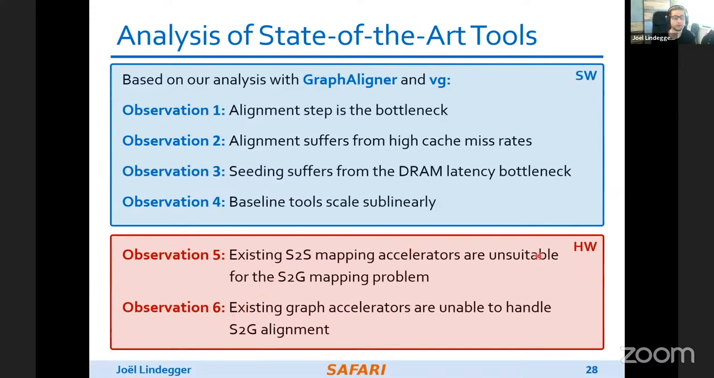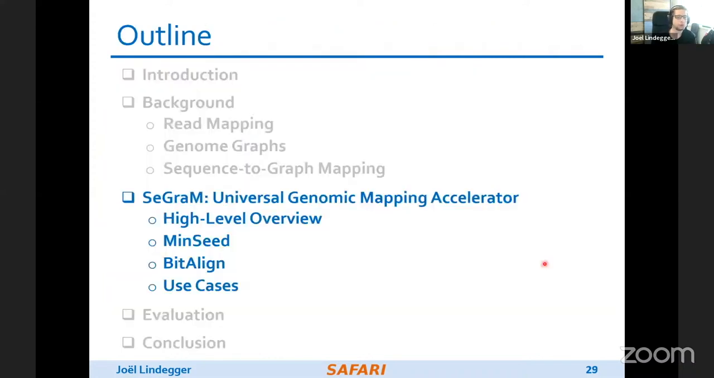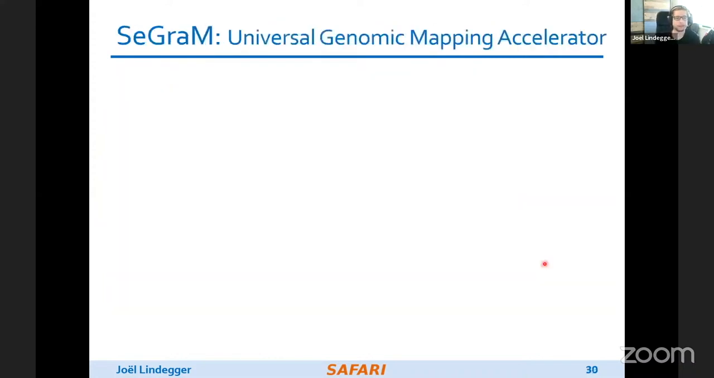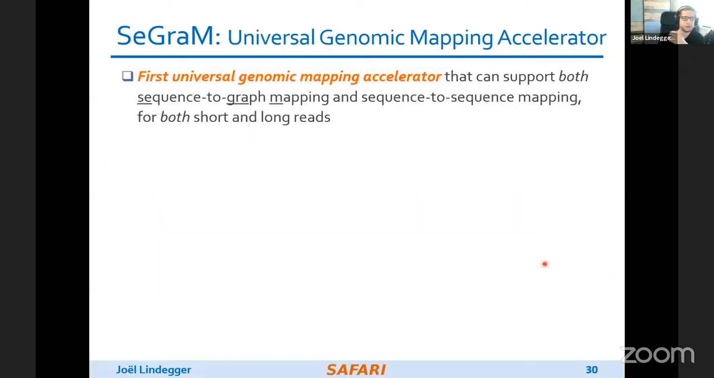So for hardware, we really had to come up with our own, and this is SeGraM. Our proposal SeGraM is the first universal genomic mapping accelerator, and it's universal because it can both support sequence to graph mapping and sequence to sequence mapping, and it can do both for both short as well as long reads. That's why we call it universal.